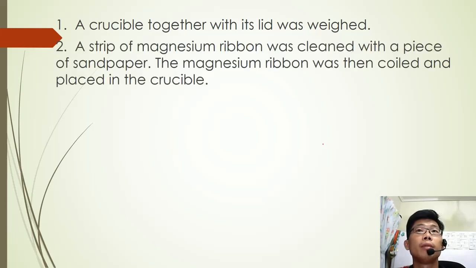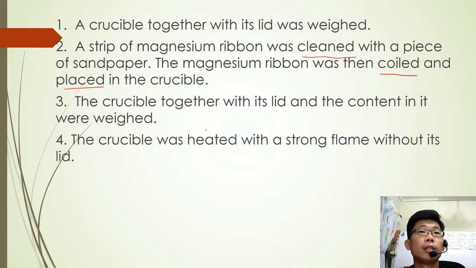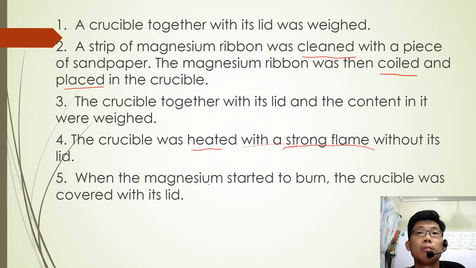A strip of the magnesium ribbon was cleaned with a piece of sandpaper. So the action word, the magnesium ribbon was then coiled and placed in the crucible. Next, the crucible together with its lid and the content inside it was weighed. Then the crucible was heated with a strong flame without its lid first. Then when the magnesium started to burn, the crucible was covered with the lid.